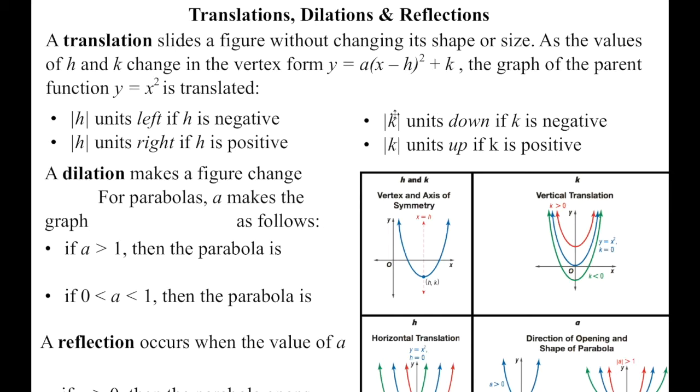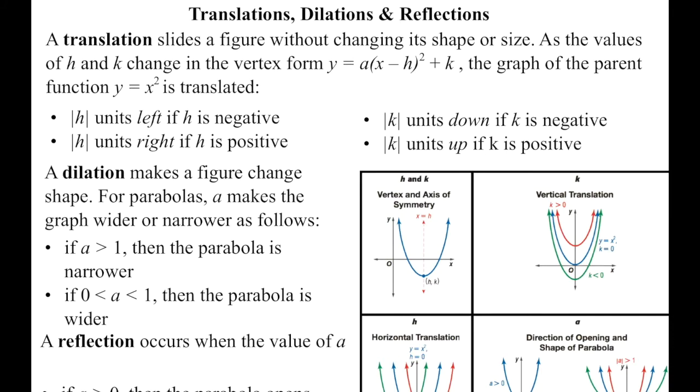A dilation actually makes the figure change its shape, and the variable a makes the graph wider or narrower. So if there's a number in front of this (x minus h) squared term, and that number is a whole number bigger than 1, that makes the parabola get narrower, just the opposite of maybe what you might think. It makes it thinner. But if the number is a fraction or a decimal greater than 0 but less than 1, it actually makes it get wider.